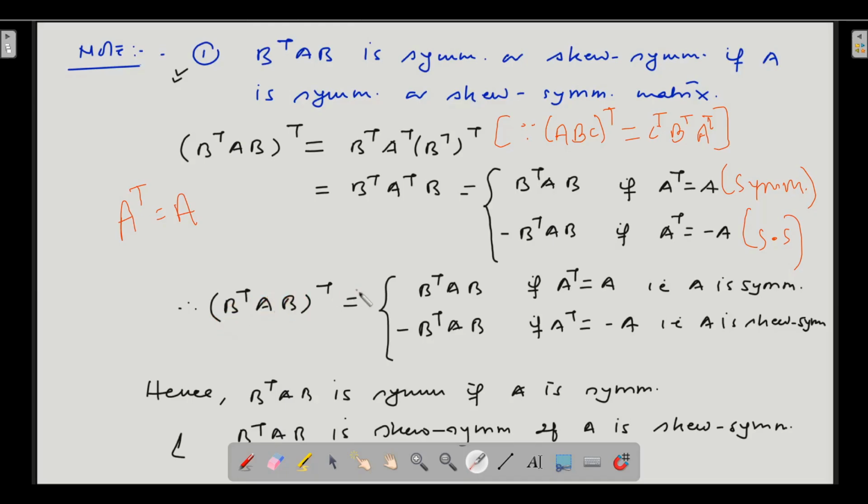B transpose AB complete transpose is equal to B transpose AB if A transpose is equal to A, that is A is symmetric, and it will be equal to minus B transpose AB if A transpose is equal to minus A, that is A is skew symmetric. Okay, hence this particular fact that B transpose AB is symmetric if A is symmetric is proved, and B transpose AB is skew symmetric if A is skew symmetric, that is also proved. Okay, so based on this particular proof.